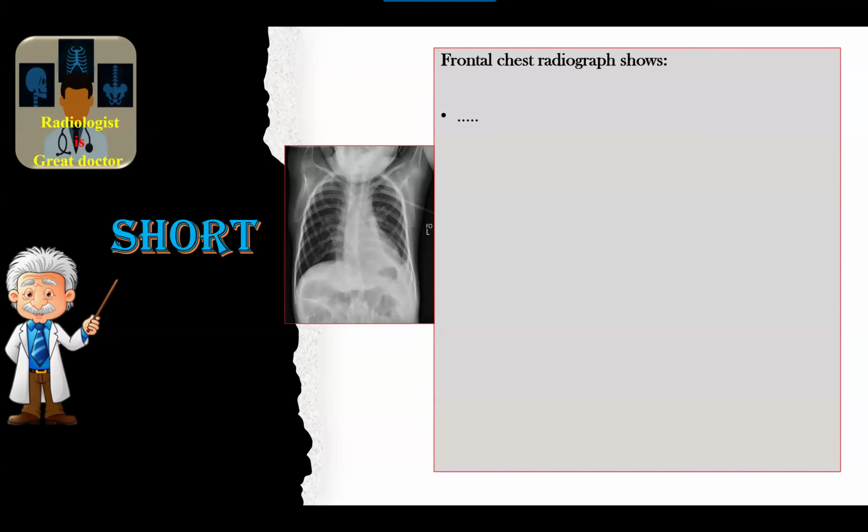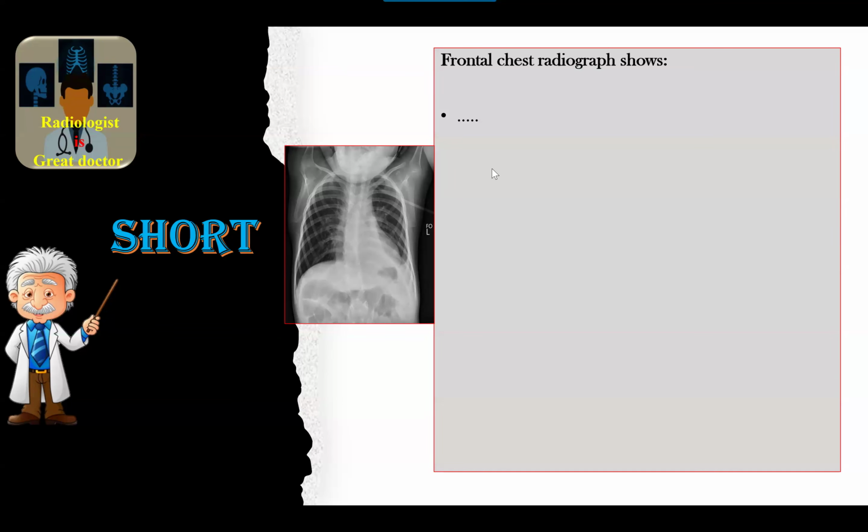There is some tubing also seen. External lines and tubes seen. There is volume loss. There is blunting of the left CP angle.